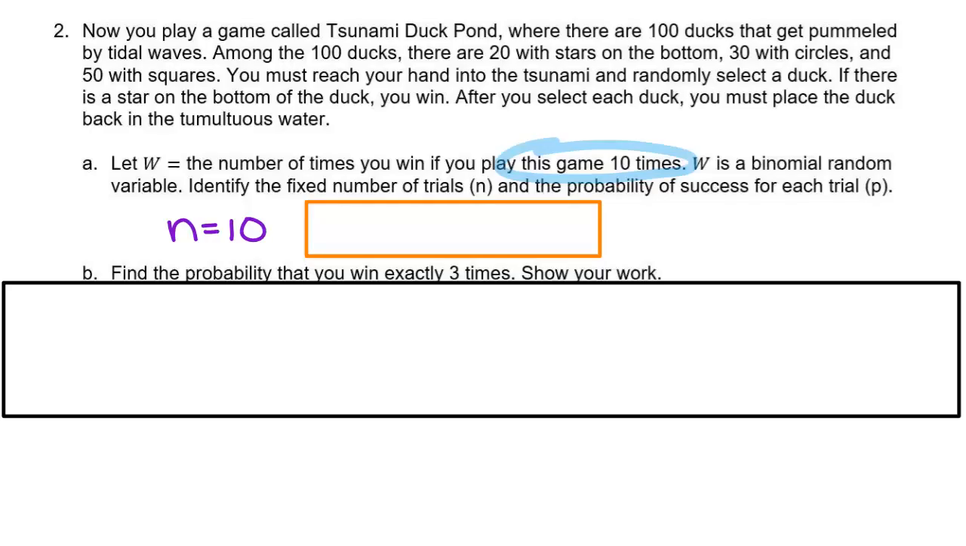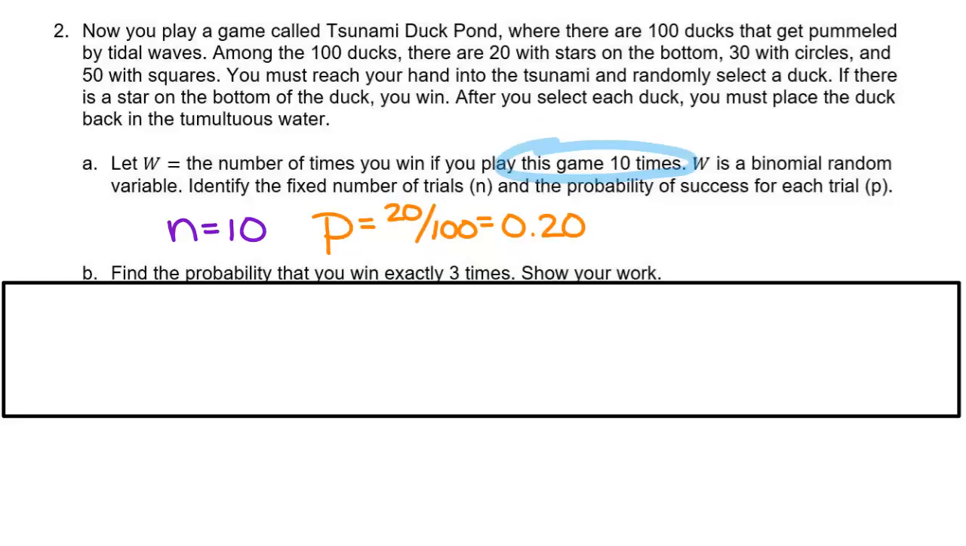What is the probability of success? What is P? Type that into the chat. What is P? Yes. So I got 1 answer as a percent and 2 answers so far as proportions. Perfectly fine either way. P is 20 out of 100 or 0.20. I would accept either one, or 20%. You could absolutely write down 20%. And that's coming from up here. It says 20 have stars on the bottom out of 100 ducks. And if there's a star on the bottom of the duck, you win.